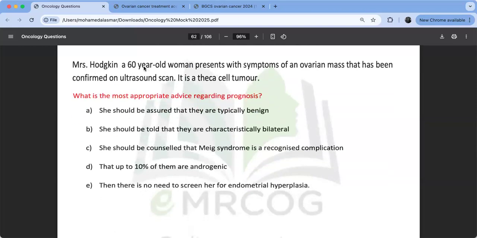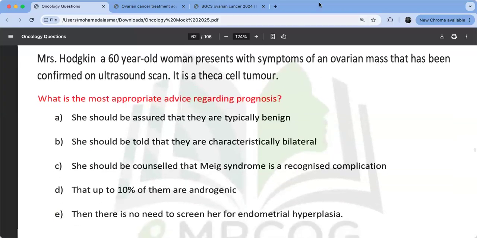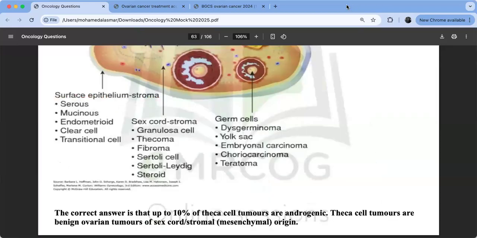Mrs. Hodgkin, 60-year-old, presents with symptoms of an ovarian mass confirmed on ultrasound. It's a thecal cell tumor. What is the most appropriate advice regarding prognosis? So I'm giving you a collection of everything. Look, my friend, for thecal cell tumor, 10% are androgenic.